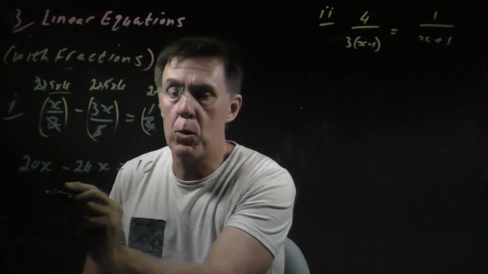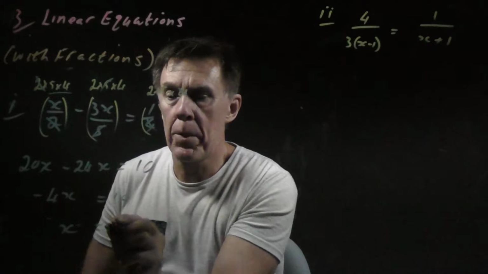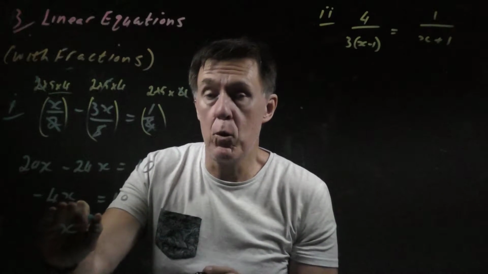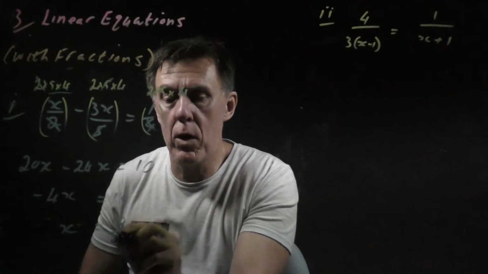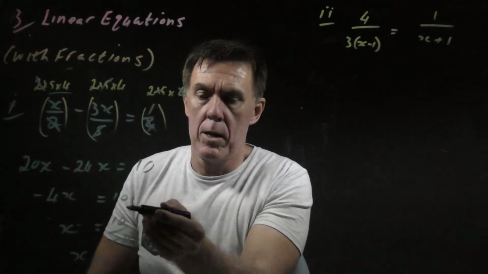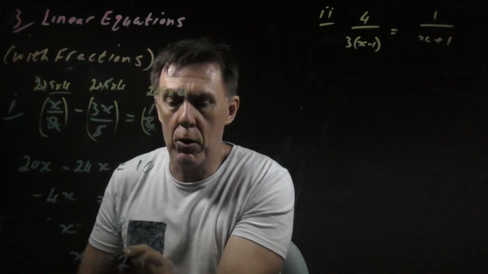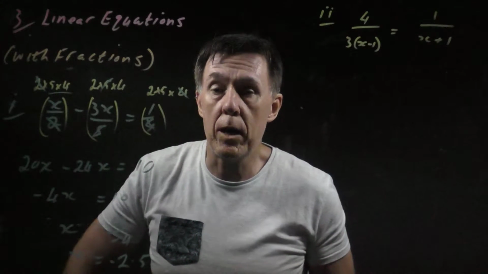20 unknowns, take away 24 unknowns is negative 4 unknowns. I'm multiplying through by negative 4, so I undo that by dividing through by negative 4. My unknown is, so 10 on 4, that's 5 on 2, that's 2.5. Don't forget the negative. My unknown is negative 2.5.